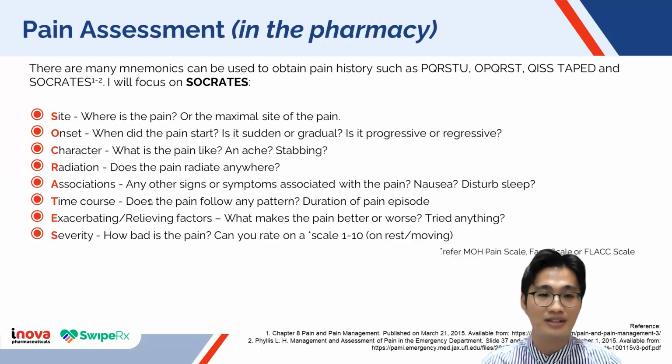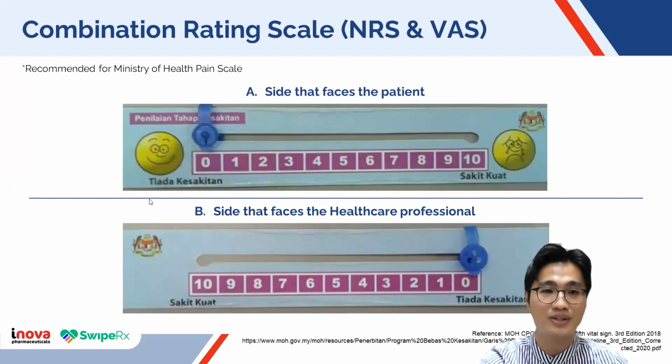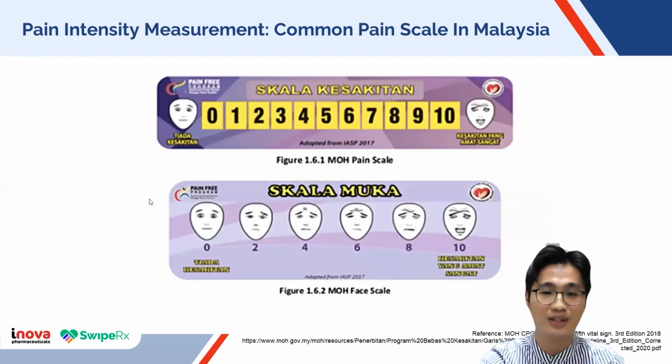In terms of severity, you can also ask the patient how bad is the pain? Can you rate it on a scale of 1 to 10? This is a combination of rating scales which is being used in the Ministry of Health. The patient can slide the scale from 0 to 10, where 0 is no pain and 10 is the worst pain. Another one is the facial scale, the MOH pain scale. The patient can also point to the facial expression if they cannot rate themselves.